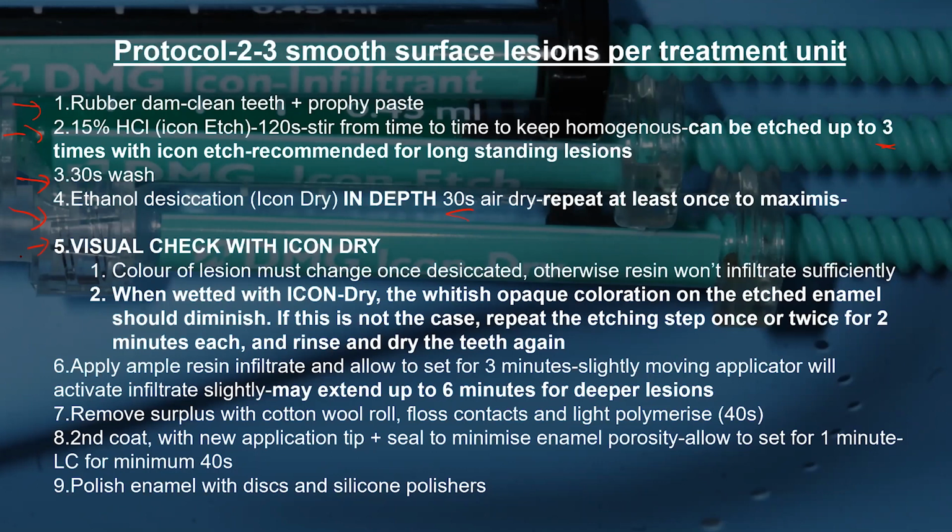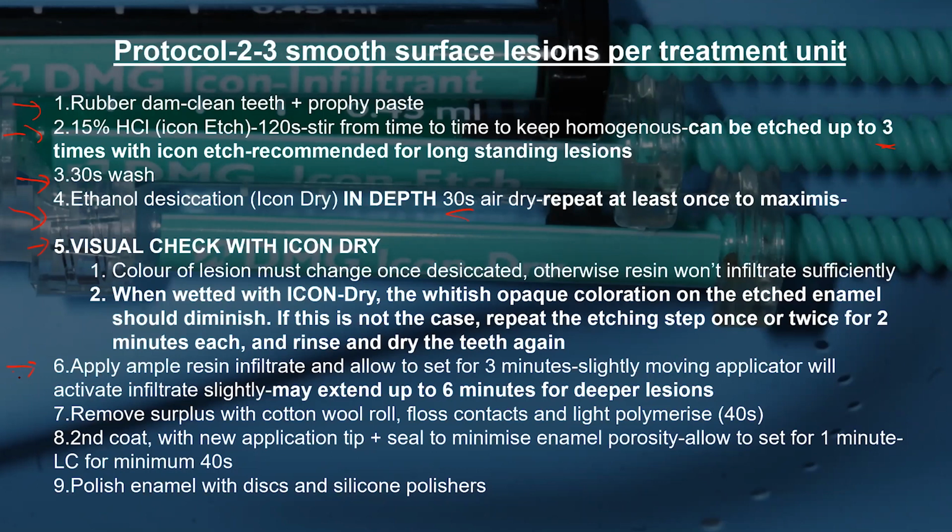So once you've done this and you're getting that color change, you're now able to move on to the next step, which is applying your resin. And you apply lots of it, coat the tooth in this and leave it there to set for 3 minutes. You can agitate with an applicator to enable it to penetrate further. And you may extend this up to 6 minutes for those deeper defined lesions. Then you want to remove all the surplus on the tooth with cotton wool and floss the contacts.